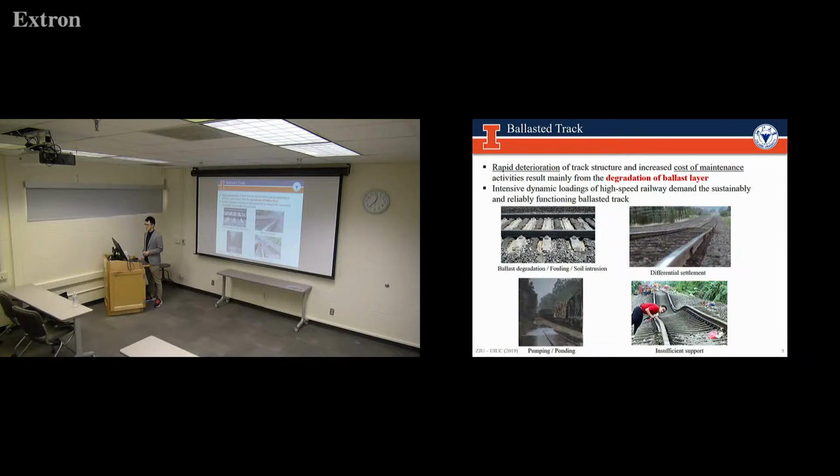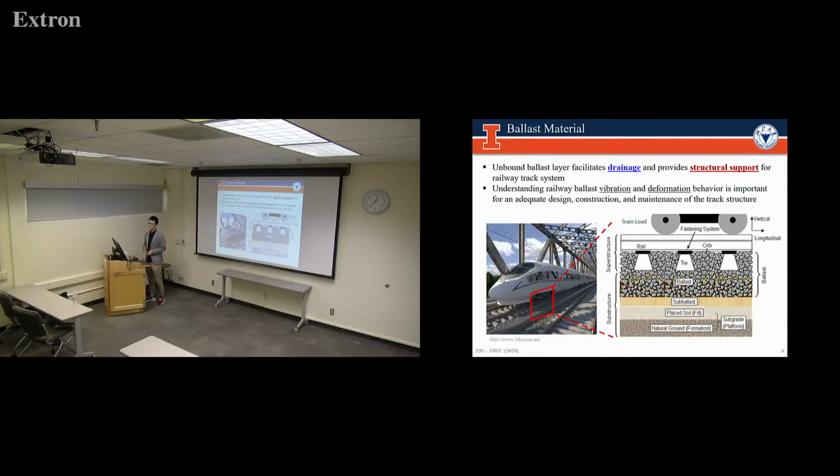When we use the unbound ballast material, the unbound ballast layer can facilitate drainage and provide good substructure support for the railway system. So understanding railway ballast vibration and deformation behavior is important for us to have an adequate design, construction, or maintenance of the track structure.